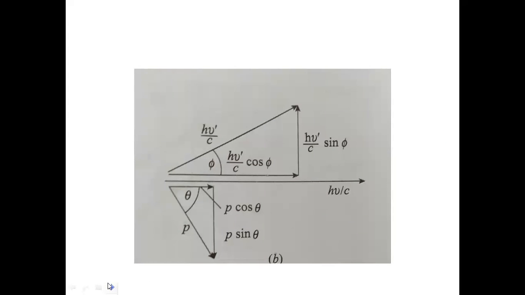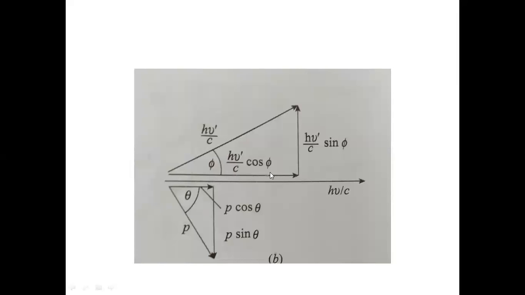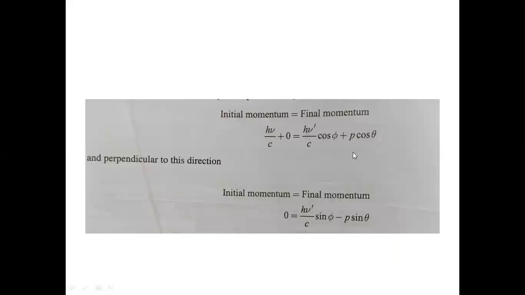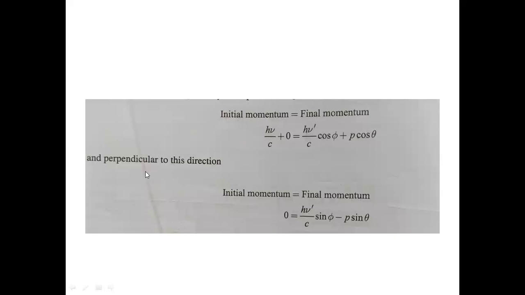So by applying the conservation of momentum along the direction of the original photon, we get h nu by c plus 0 equals h nu dash by c cos phi, because of the resolution in the horizontal plane, plus, for the electron, p cos theta, same because of resolution in the horizontal plane along the direction of the original photon.